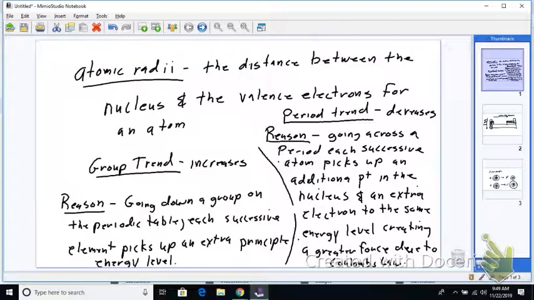There's two trends listed there that you can fill in. And a trend just tells you a general trend. It doesn't have to be perfect. It's not going to be perfect all the time, but in general, the period trend for electronegativity is it decreases.